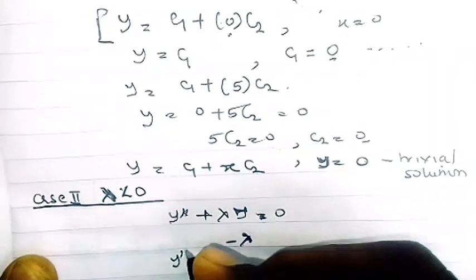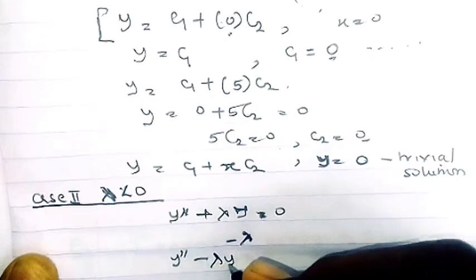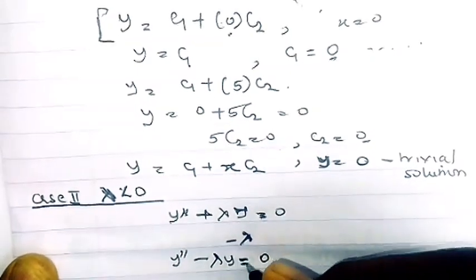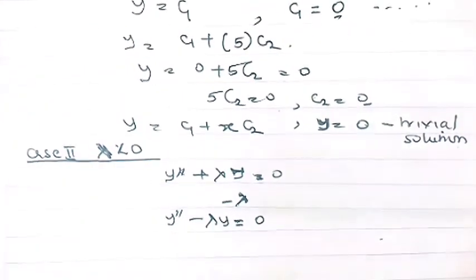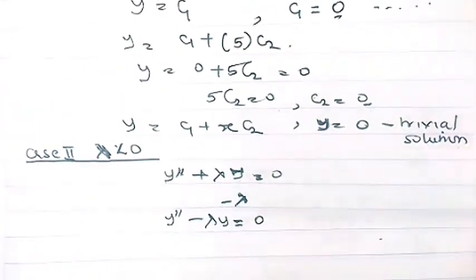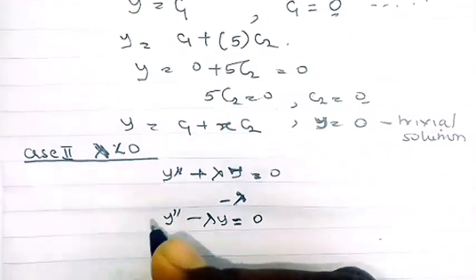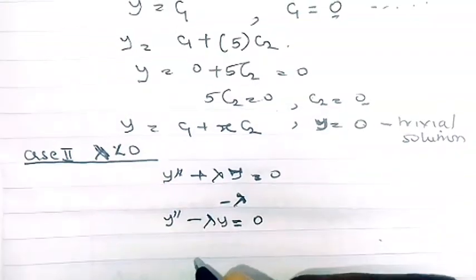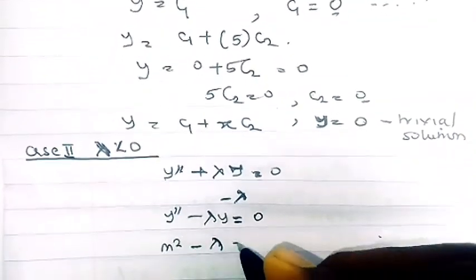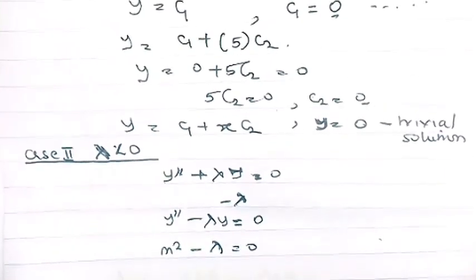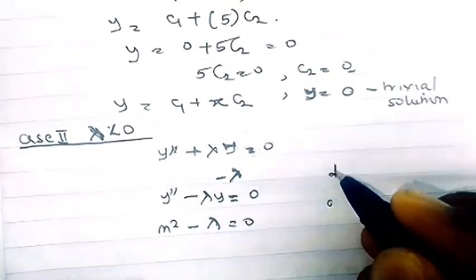So we'll be having y double prime minus lambda y equals 0, right? Now let's solve this using our second order form of equation. Using the second order method of auxiliary equation, this becomes m squared minus lambda equals 0. And if you can remember from our second order differential equation, this can also be written as this, right?